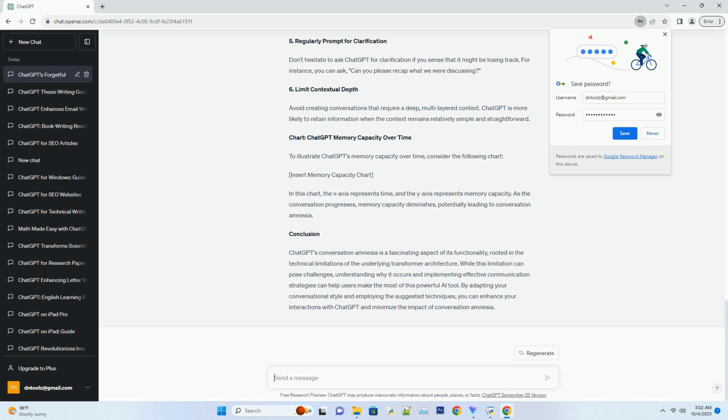Chunking information. Breaking down information into smaller, more digestible chunks can help ChatGPT maintain context. This approach is especially useful for complex topics or lengthy discussions.